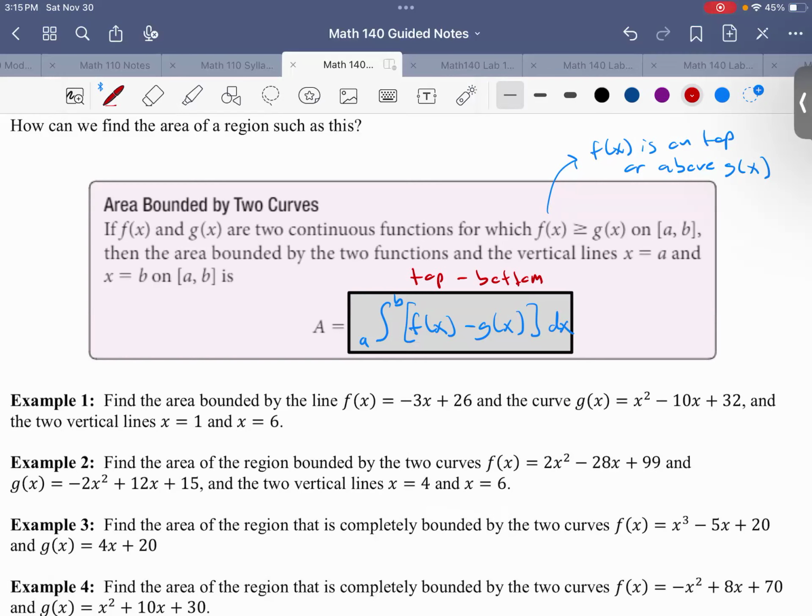But okay, so that's it for this section. Or I'm sorry, that's the introduction for this section. And we're going to get into some examples in the next couple of videos.